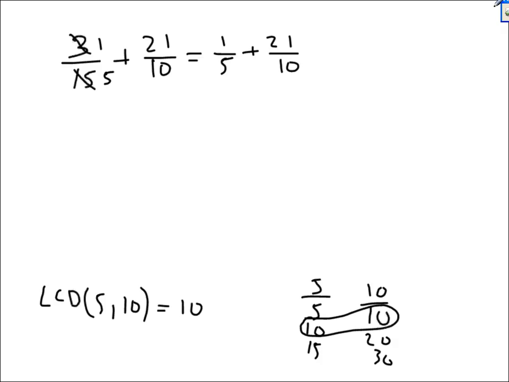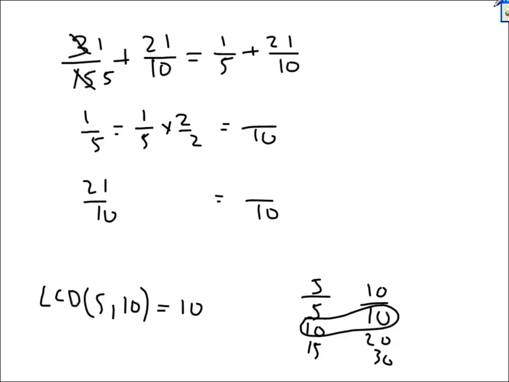Okay, so instead of adding 1/5 and 21 over 10, I want to add the same two numbers, but they need to have 10 on the bottom. Equivalent numbers. Well, 1 over 5 times 2 over 2. Why 2 over 2 and not 9 over 9? Because 5 times 2 is really 10, and 1 times 2 happens to be 2. I didn't really care what the top became. I care that the bottom is 10.